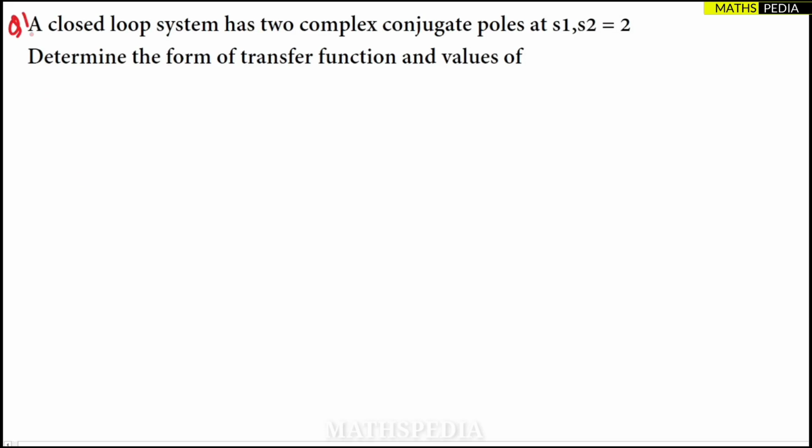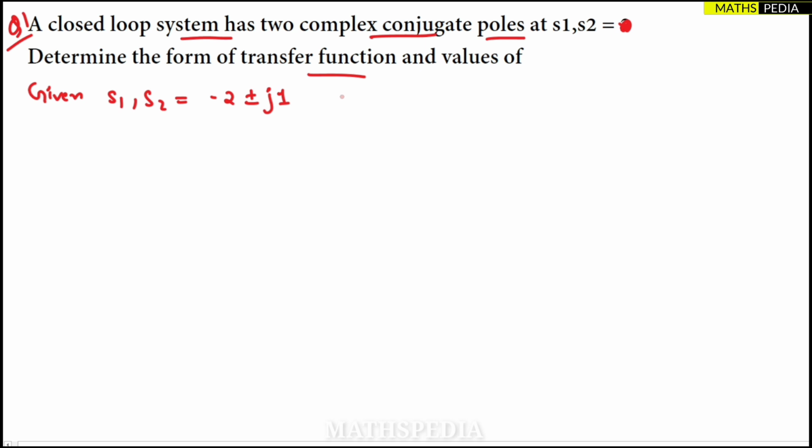Here again we are solving a numerical based on time response analysis of control system. The closed loop system has two complex conjugate poles, which are given as S1 and S2. They have given the poles, they have not given zeros. S1 and S2 are given as -2 plus or minus J1, complex conjugate poles.